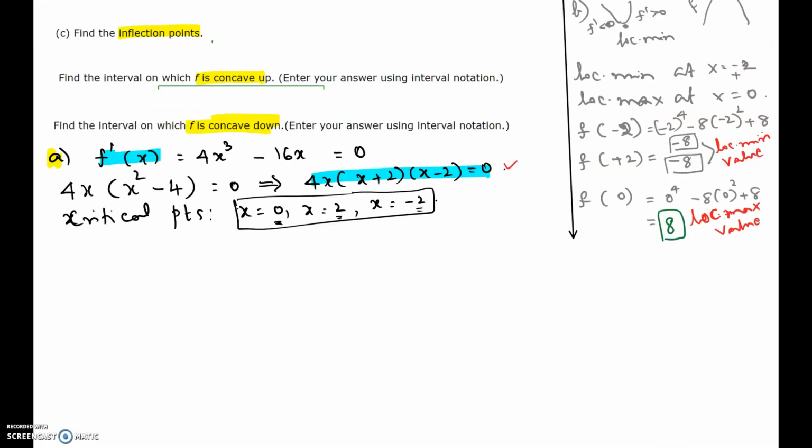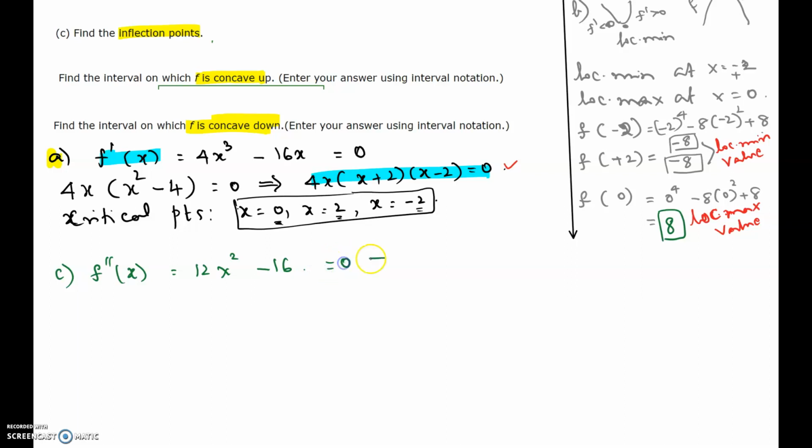Part C is to find the inflection points. Inflection points are points where the graph changes from concave up to concave down or concave down to concave up. So concave up or concave down gets determined by the second derivative. So we have to find the second derivative, f double prime of x, which is the derivative of the first, which is 12x squared minus 16.